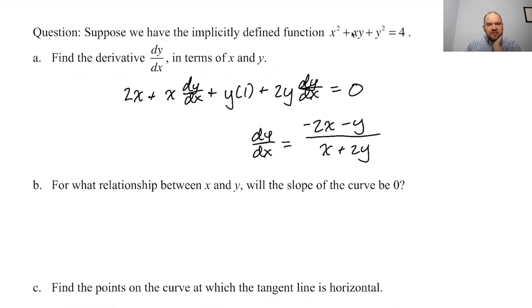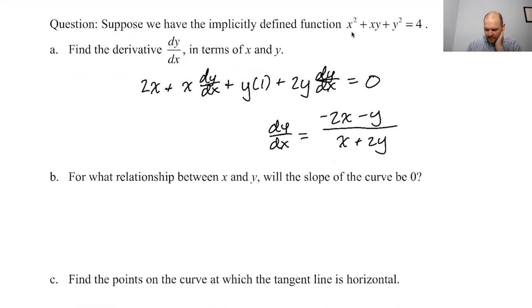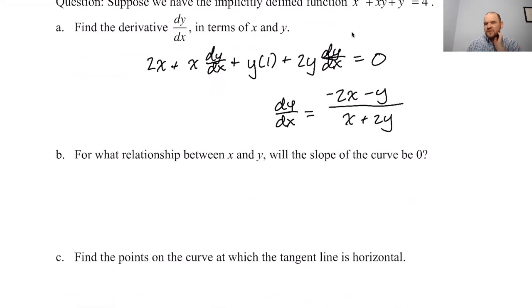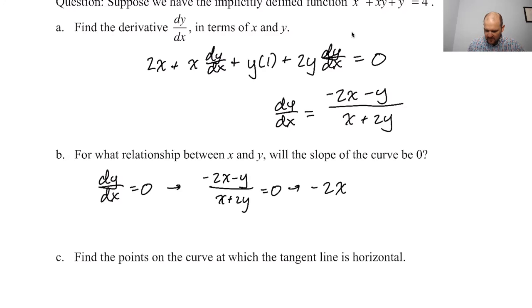For what relationship between x and y will the slope of the curve be 0? This is kind of interesting. If the slope is 0, then dy dx will equal 0. That means negative 2x minus y over x plus 2y equals 0. I can cross multiply out the denominator and say that negative 2x minus y should equal 0. But that means that y is equal to negative 2x.